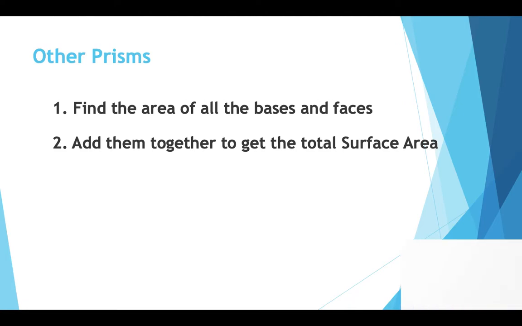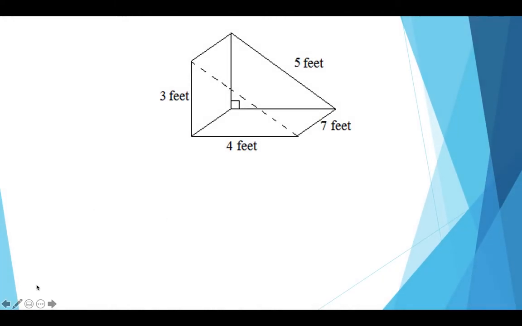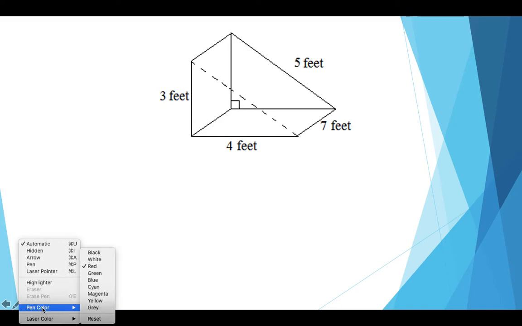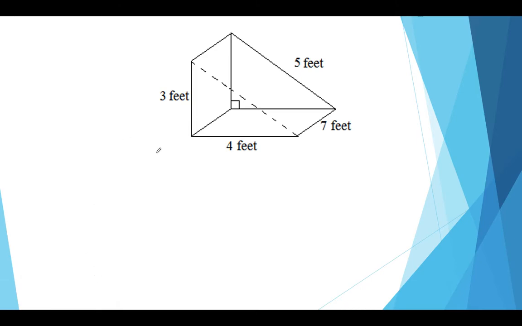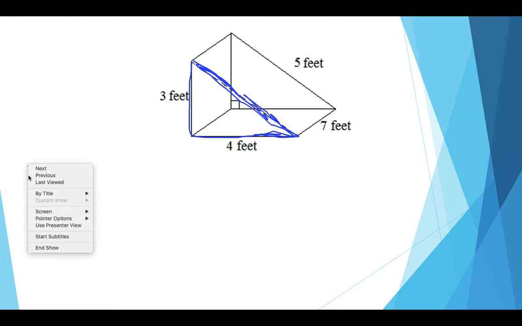So if you take a look at this first example, again, if you have your notes, this is the next example on your notes. You can copy this down. We're going to take a look at this triangular prism, and we're going to find the area of every single base and face and then add them together. So I'm actually going to start with this triangle right here. That's the base. Again, the base is not necessarily what it's sitting on. The base is what gives the shape its unique name. So the triangular prism, the base is always the triangle. So I'm going to start by finding the area of this triangle.